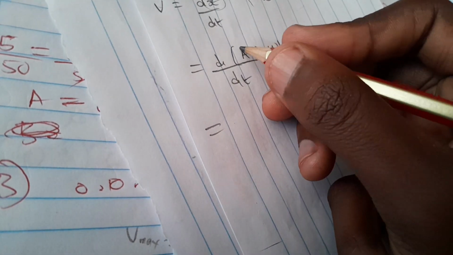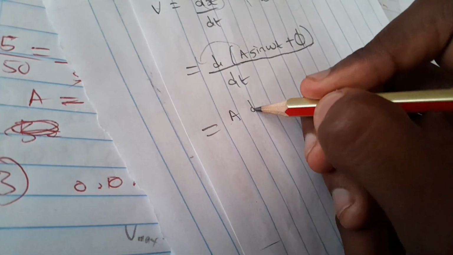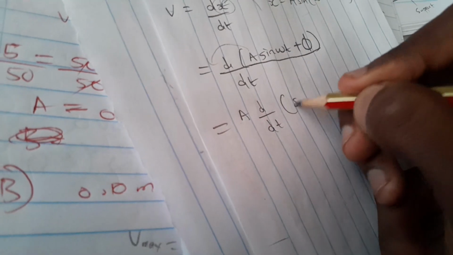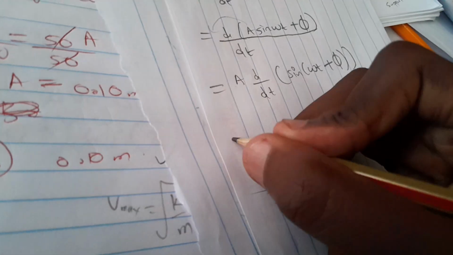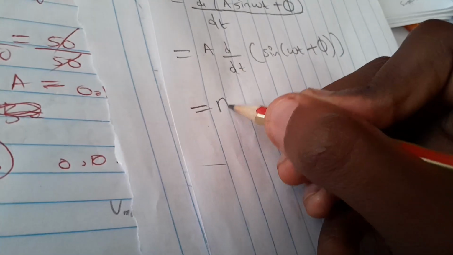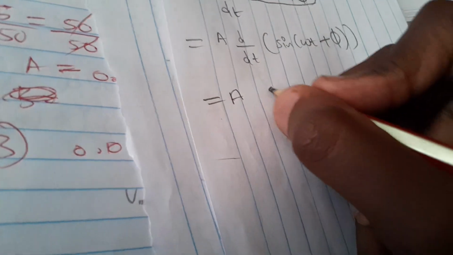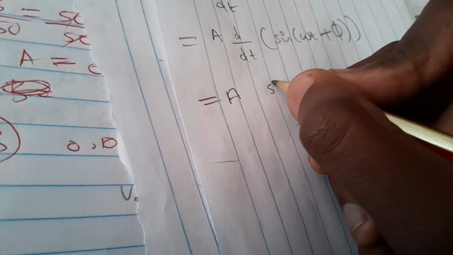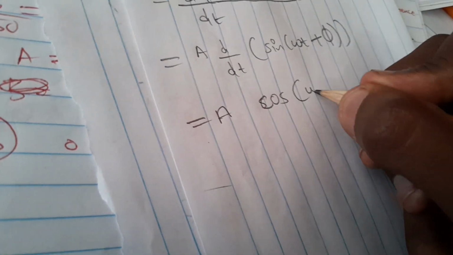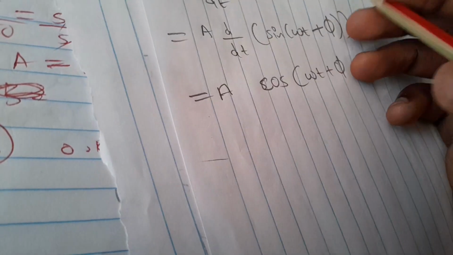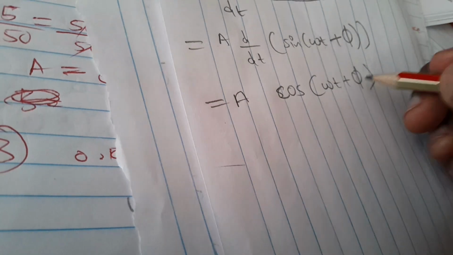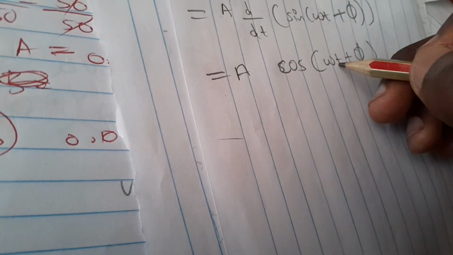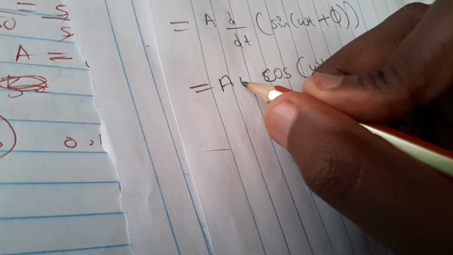Therefore we take A out of this. It's going to be A d/dt of sine(ωt + φ). And therefore when you derive this one, derive sine, you get cos, you keep the inside the same, and you multiply by the derivative of the inside. So this is a variable, this is a constant, so this one becomes 0 and this one becomes ω, so it's going to be Aω cos.